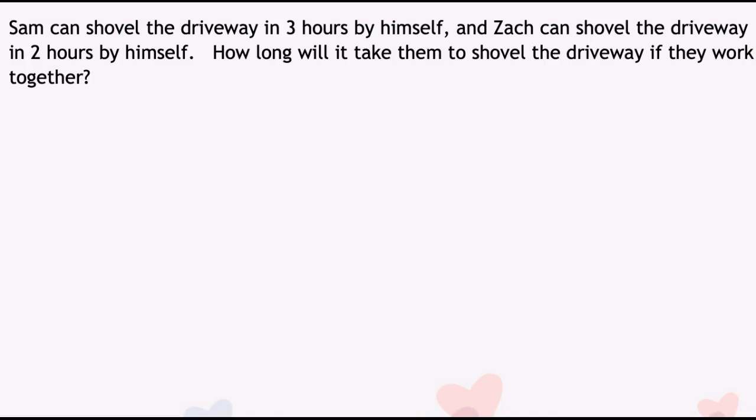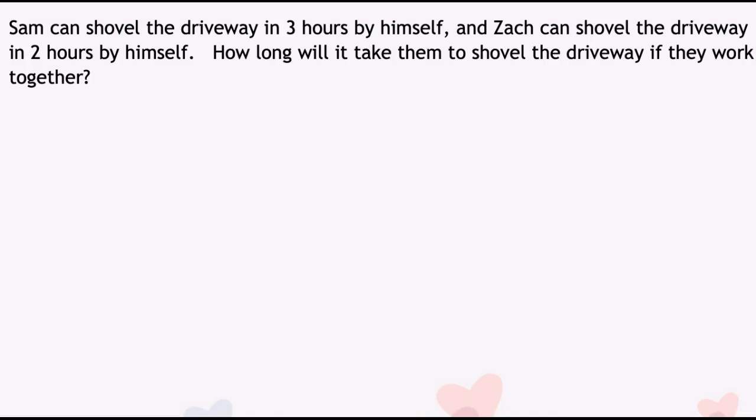5 hours. No, that would be the opposite of common sense. It should take less than 2 hours, right? If they help each other. Unless they get together and start screwing around and then they detract from their work, that might happen. Okay. So it helps to think of this one in terms of rate. So what is the rate that Sam shovels the driveway?